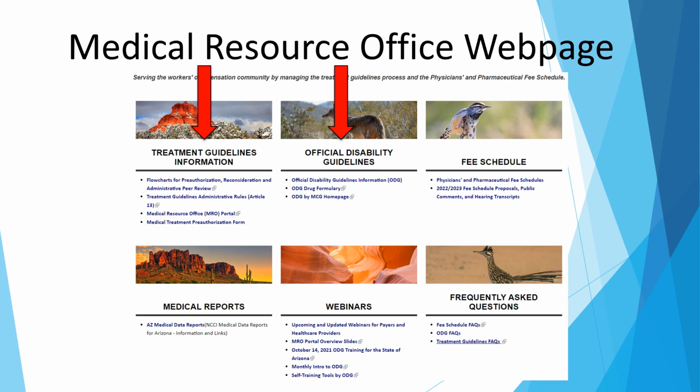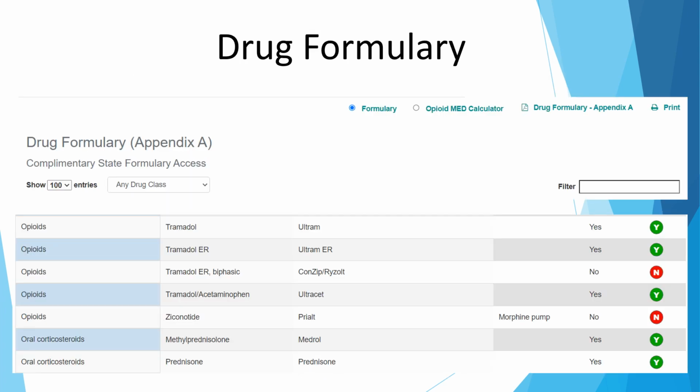The next column is for the Official Disability Guidelines, or ODG. There are 3 links here. One is to information on ODG. The next link is for a drug formulary, and the final link there takes you directly to their website. It is not maintained by the commission. It is maintained by MCG Health. So those are the 3 links that are important to you.